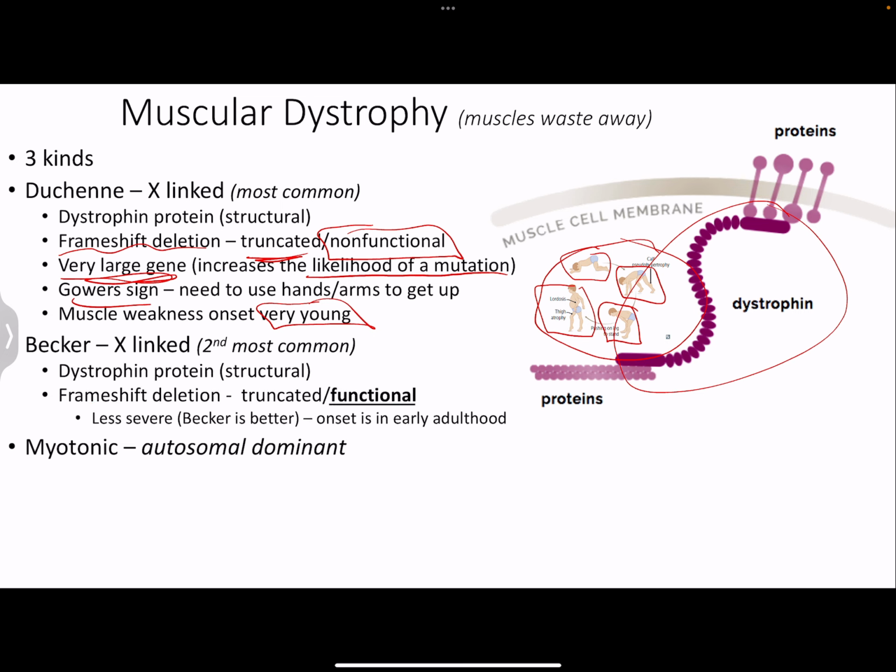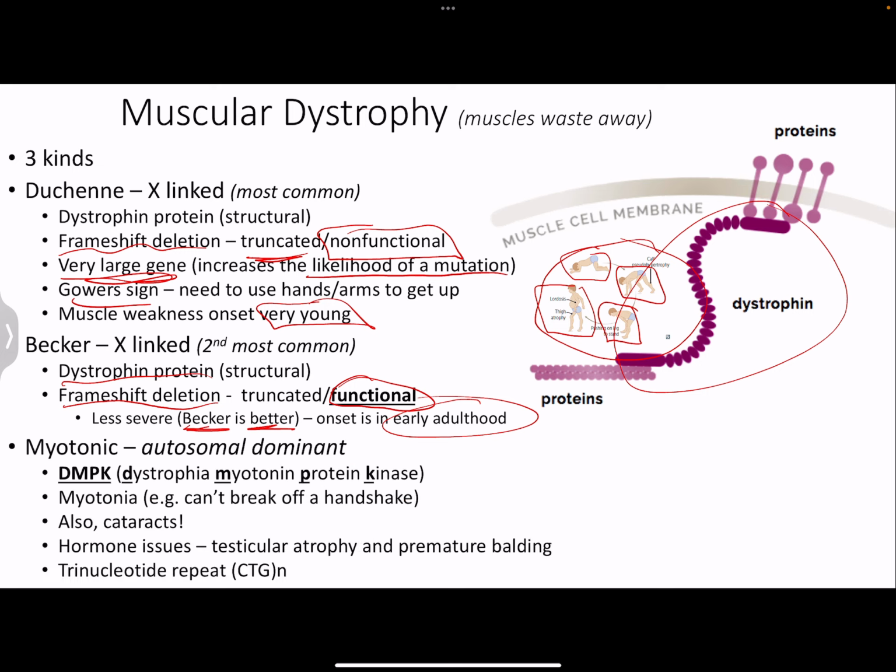Becker is almost the exact same thing, dystrophin protein, frame shift, but it's a functional protein. It can still do its job, just not as well. So they say that Becker is better, is a way to think of it. And it's early adulthood instead of right when you're born, because again, the phenotype is less severe, and that makes sense because the protein's working a little bit.